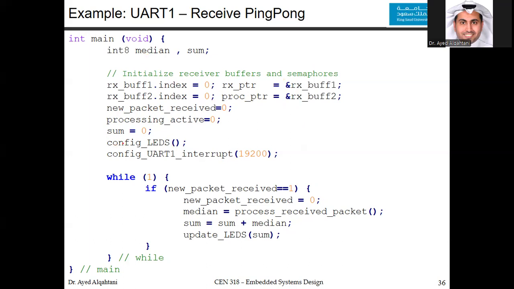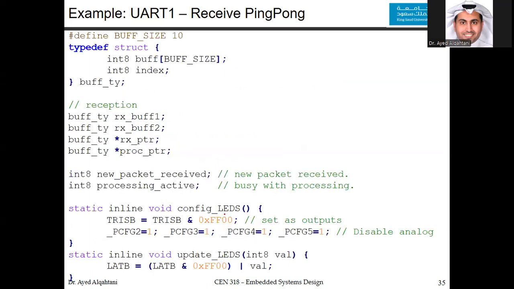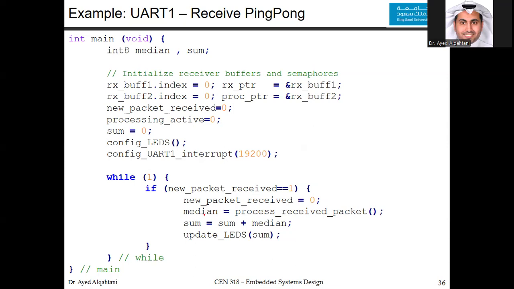We configure the LEDs, or we call the configurations here. We configure LEDs here. And we configure the UART interrupt, and we give it the baud rate. This is actually what we specified in the previous method, or actually also the one in the interrupt, since we are using the interrupt one.